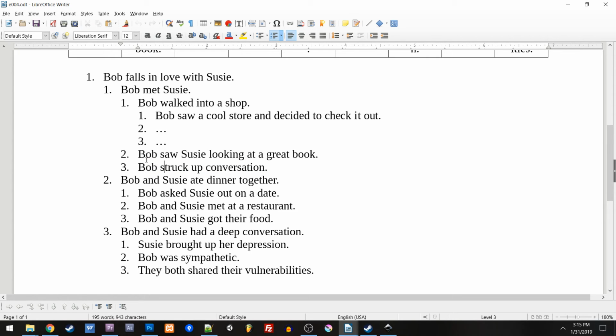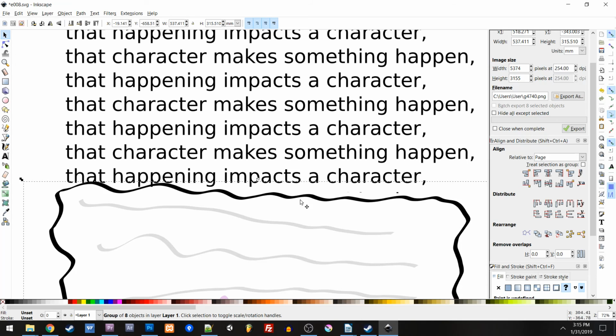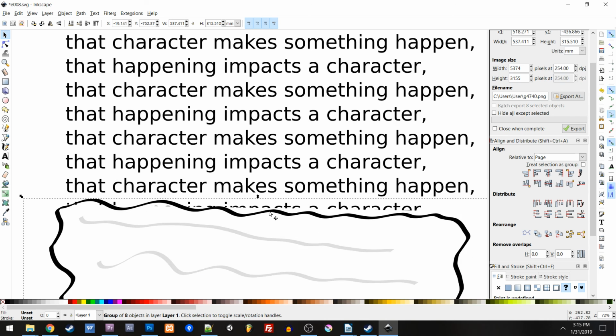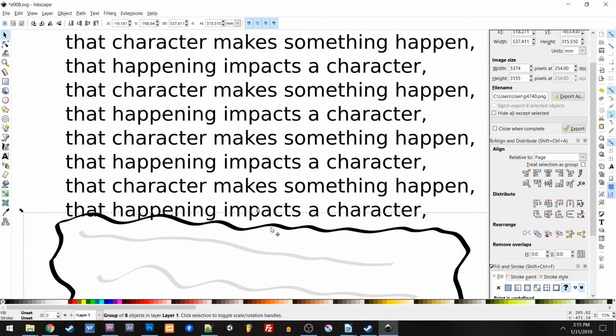That's how we move from 1 to 2 to 3 to 1 to 2 to 3. And this is how the story happens overall. It's just characters making something happen, that happening impacting characters, that character making something happen, that happening impacting a character, and so on and so forth.